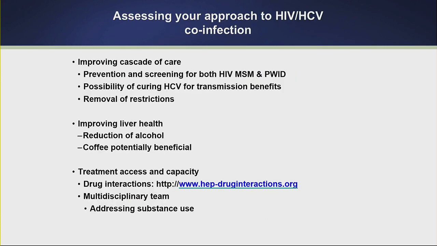So assessing your approach, improving your cascade of care on multiple levels, improving liver health, and finally improving treatment access and capacity is really important. The last few slides are simply resources that I left in the handout, so I'm not going to go over them. I'm going to finish here, and I hope this has given everyone something about the new things going on in hepatitis C that are both exciting and novel.